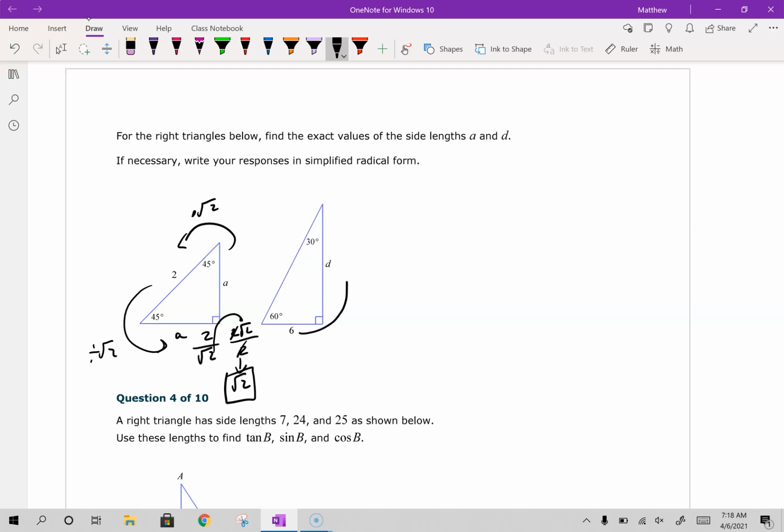All right, this one, all we do is we multiply by the square root of 3. 6 square root of 3. We're done.